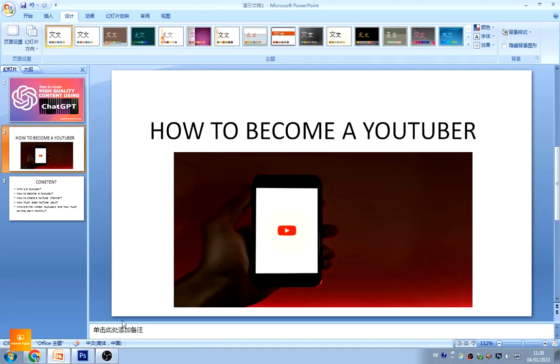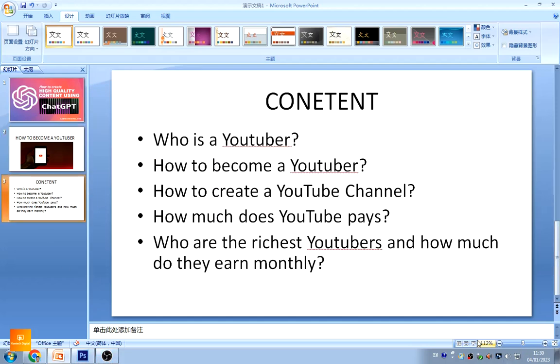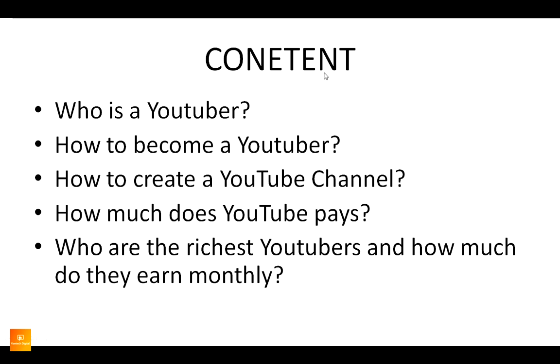All I need to do is have some bullet points over here. As you can see, I have some bullet points. That is the content that I want to write about. I've listed those contents over here: who is a YouTuber, how to become a YouTuber, how to create a YouTube channel, how much does YouTube pay, and who are the richest YouTubers and how much do they earn monthly. These are the questions I want to ask ChatGPT, and then I'll get the answers to use to create my blog. It is very simple.